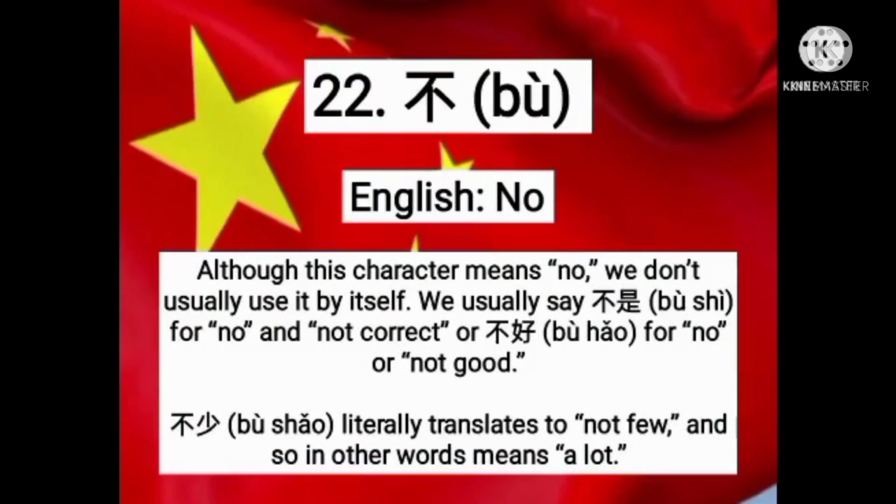Next is Bu. In English, no. Although this character means no, we don't usually use it by itself. We usually say Bu Shi for no, not correct, or Bu Hao for no, not good. Bu Shao literally translates to not few, and so in other words means a lot.